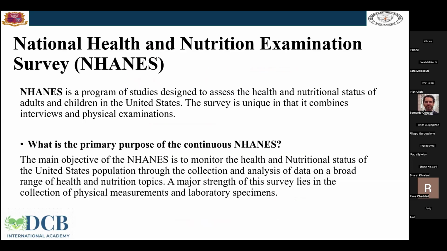The next is the National Health and Nutrition Examination Survey, NHANES. This provides a study designed to assess the health and nutritional status of adults and children in the United States. The survey is unique in that it combines interview and physical examination. What is the primary purpose of this continuous NHANES? The main objective is to monitor the health and nutritional status of the United States population through collection and analysis of data on a broad range of health and nutrition topics.